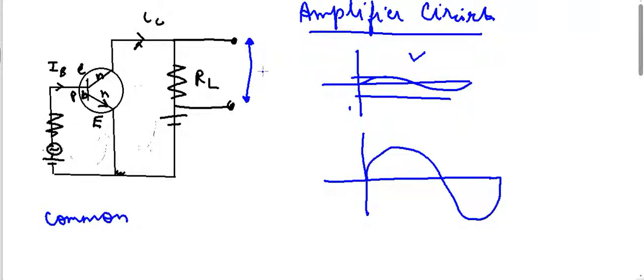I will show that we can set it up in such a way that I get a higher output, which I will call V output, and this input is Vi. Okay, Vi is the input.